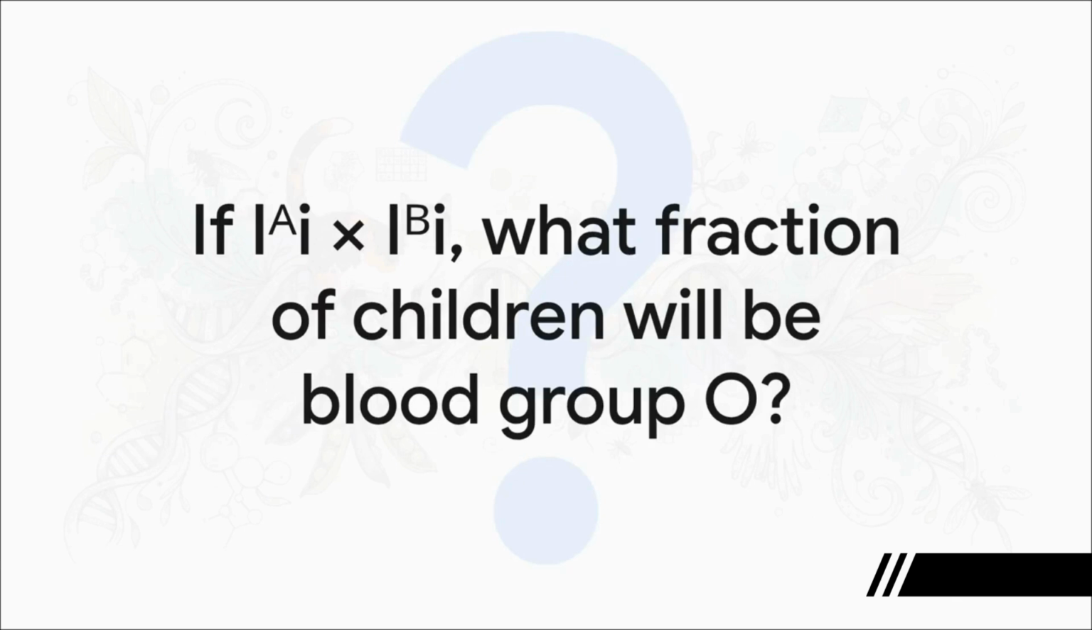And I'm going to leave you with one last challenge to work out on your own. If a person with genotype IAi has a child with a person of genotype IBi, what fraction of their children could possibly have type O blood? Work out that Punnett square and drop your answer down in the comments below. This is exactly the kind of problem you're going to face.